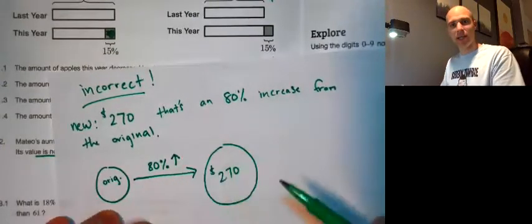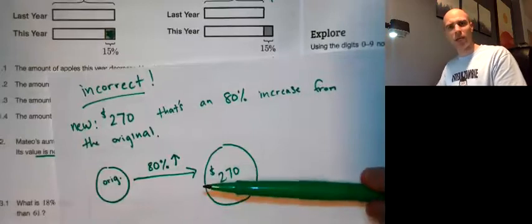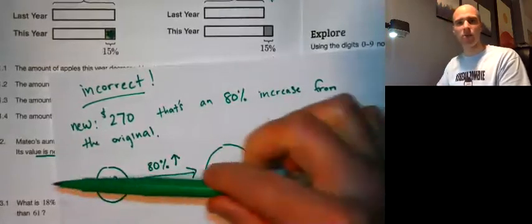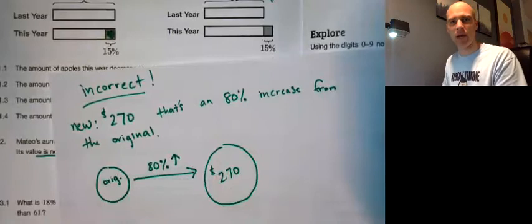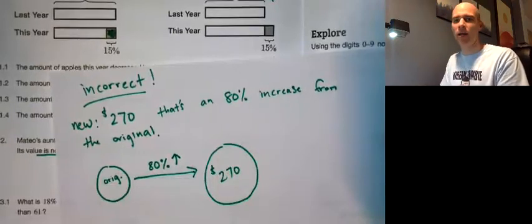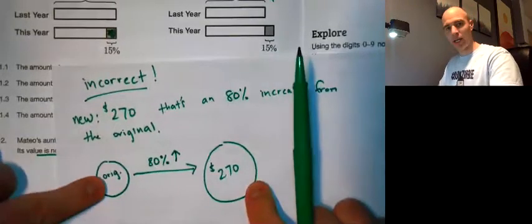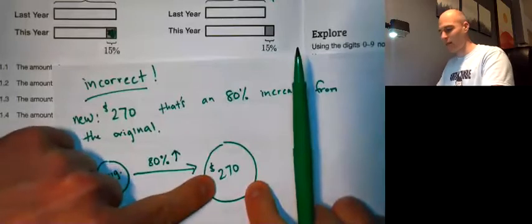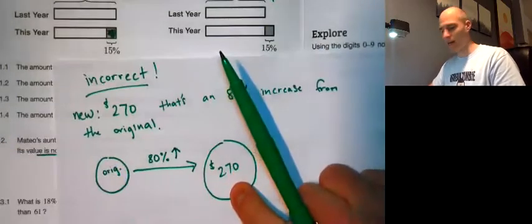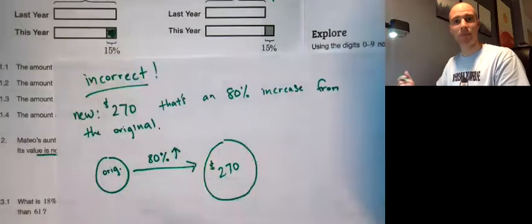And so a mistake that a student might make is by thinking, oh, well, then if I just decrease $270 by 80%, I'll get back to the original amount. That's not a good strategy for this, and you should have picked up on that in the percent machines lesson for today. This whole idea that starting here and increasing by 80% is not the same thing as starting here and decreasing by 80% to try to get back to where you were.